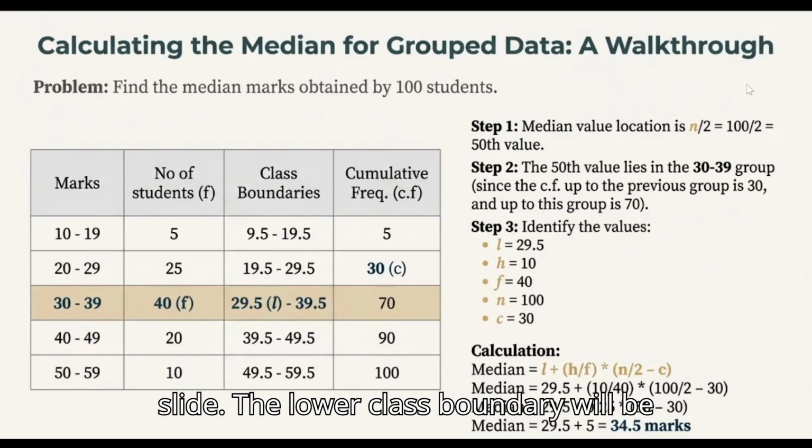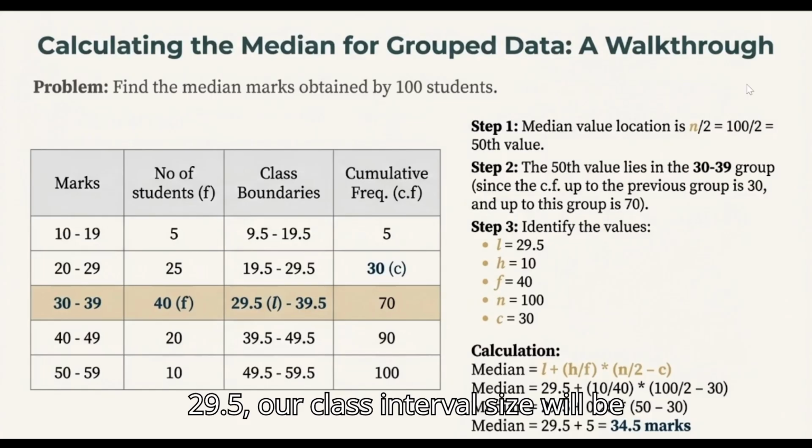The lower class boundary will be 29.5. Our class interval size will be 30 subtracted from 20, which is 10. Our frequency will be 40. The number will be 100. And our C, which is our cumulative frequency, will be of the preceding class, which is the class before. So that is 30.